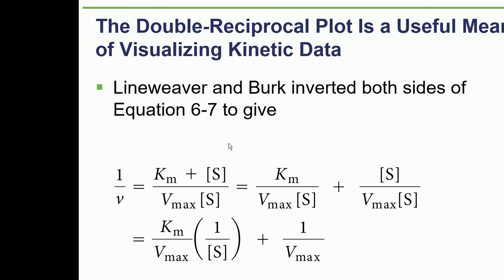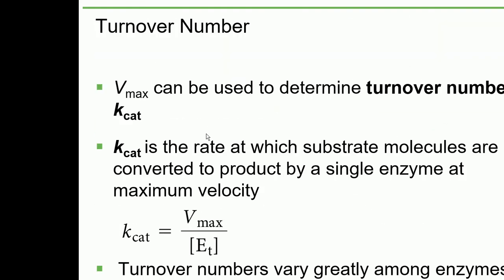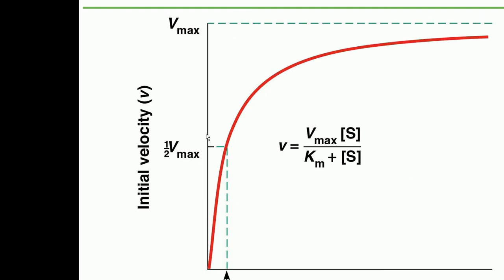So you can break these parts like Km divided by Vmax into S plus S divided by Vmax into S. So it can be calculated as Km divided by Vmax multiplied by the inverse of the substrate concentration, plus 1 by Vmax. So this is the line; on the y-axis, we have 1 divided by V.